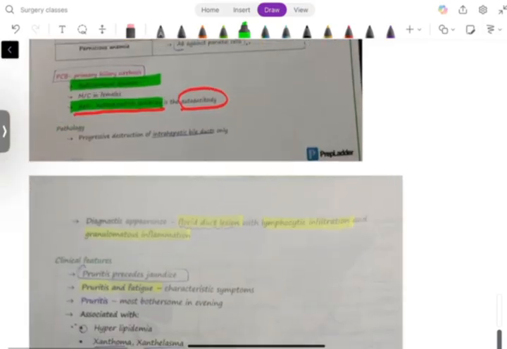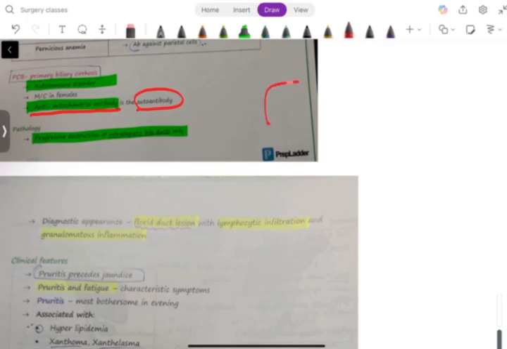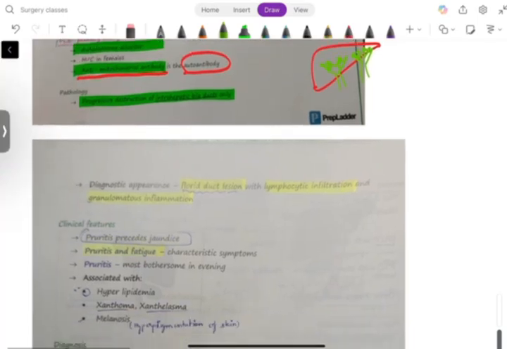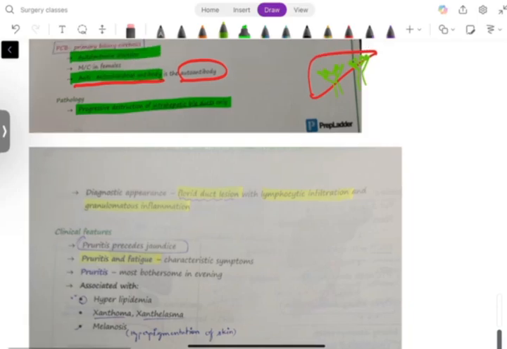So what is the pathology here? Because of this autoimmune mechanism, there will be progressive destruction of the intrahepatic bile ducts. Whatever bile duct is there within the liver will be damaged, because our own body is thinking that these are foreign agents, and because of that there will be destruction of the intrahepatic bile duct. If there is destruction, what will happen? There will be progressive destruction, so progressive jaundice will be there.